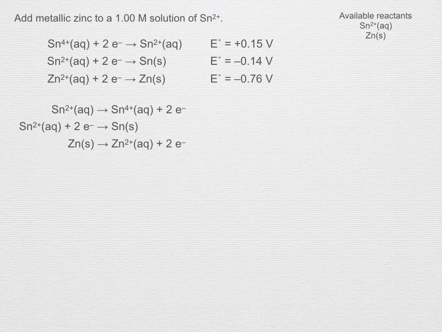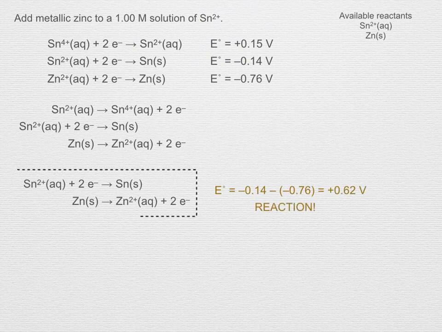Now it makes no sense to mix it with itself, so we will ignore that reaction. Only consider mixing with zinc. That redox reaction has a standard reaction potential E naught of minus 0.14 minus a minus 0.76 or plus 0.62 volts. Reaction potential is positive. Reaction will occur. Zinc metal will dissolve in a tin 2+ solution.